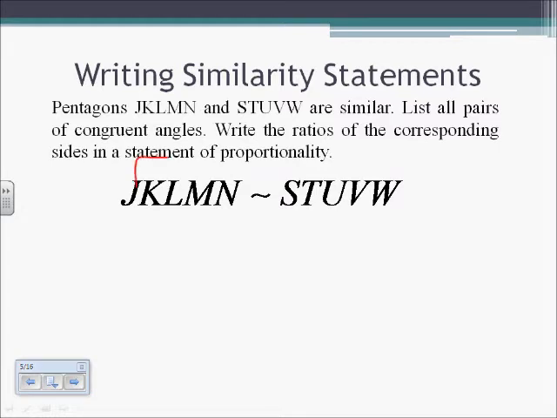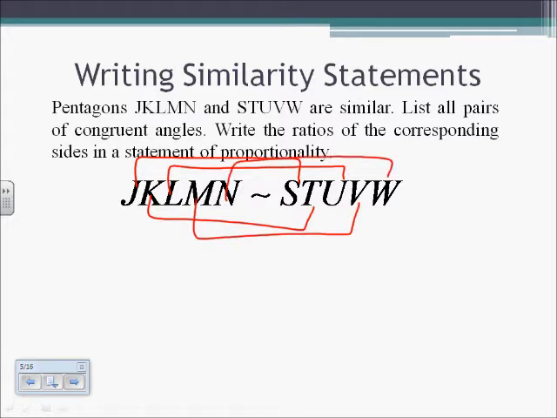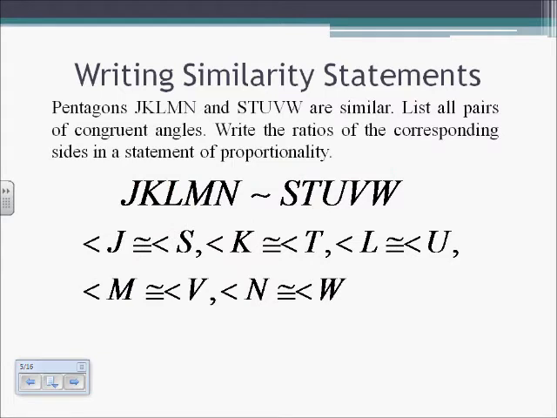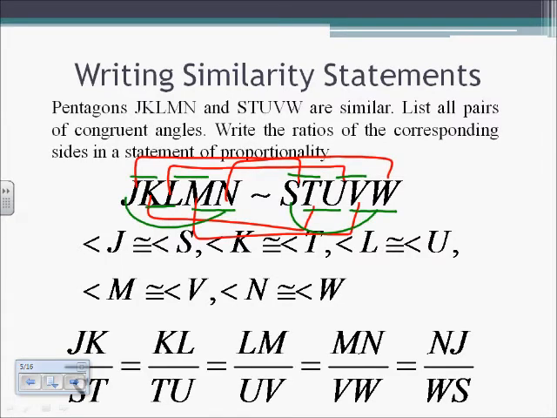So I would just match up my letters: J and S, K and T, L and U, M and V, N and W. Those are all of my angles that are congruent. Once I have those listed, then I want to talk about my sides. And my sides can just go systematically as well. JK over ST, KL over TU, LM over UV, MN over VW, and then JN over SW, as we have down here in the bottom.